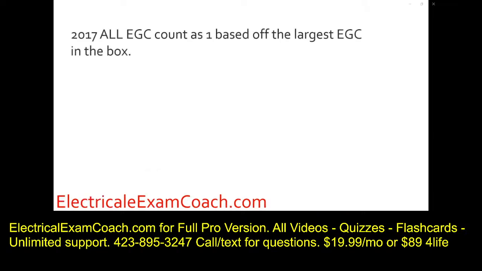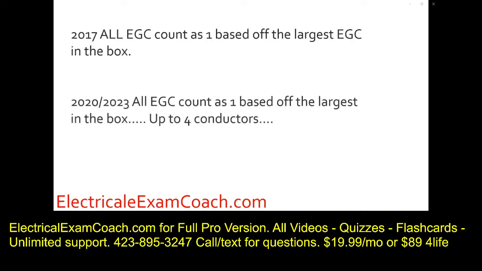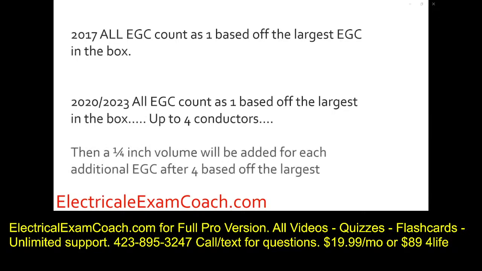Now let's deal with equipment grounding conductors. In the 2017, all equipment grounding conductors just count as 1 based off the largest conductor in the box. 2020 and later, all equipment grounding conductors count as 1 based off the largest conductor in the box, up to 4 conductors. So 4 conductors and under count as 1 total. But when you have over 4, there's going to be a 1/4 inch volume increase added for each additional equipment grounding conductor after 4. I'm going to teach you how to do it one step at a time.